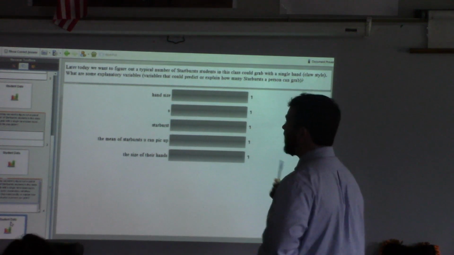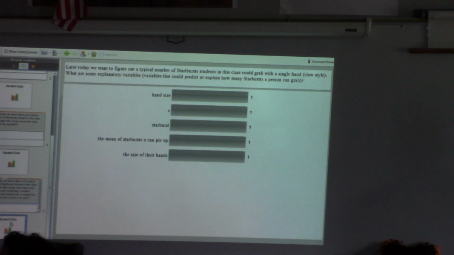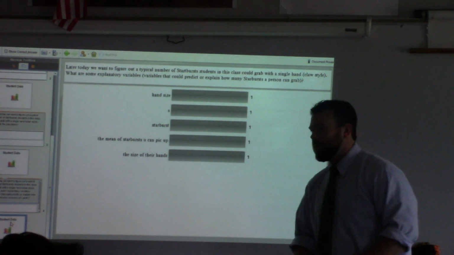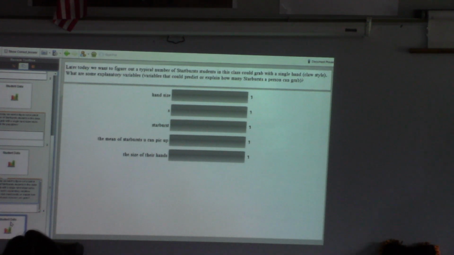Is there anything else that can predict how many starbursts a person could grab? The strength? Okay, their hand strength, which I don't know how we measure that. I'm sure there are things out there, but could your hand strength make it easier for you to hold on to more starbursts without dropping them? Yes. Hand size, how long your fingers are? Okay, that's part of hand size. What about how tall you are?